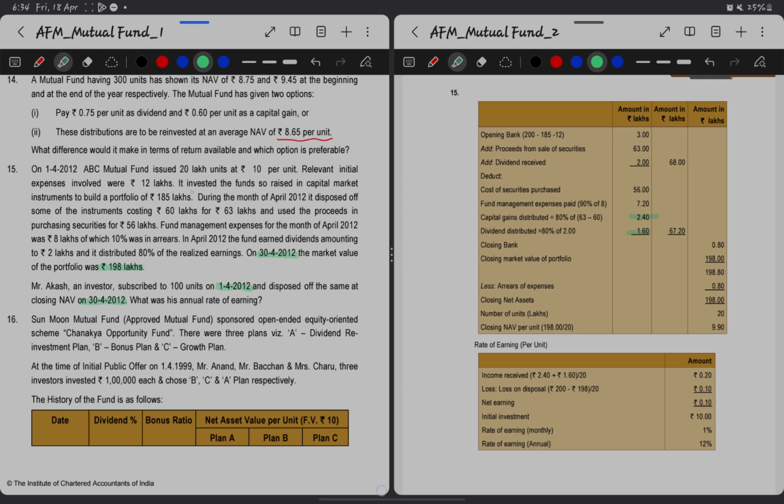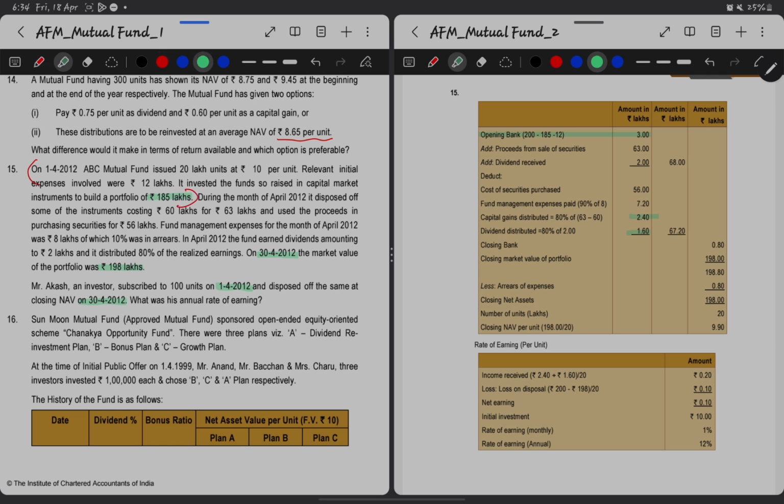Opening balance, as we have calculated, the initial issue was 20 lakhs into 10 per unit. So 200 lakhs was received. Out of that, expense involved was 12 lakhs. And then it invested the funds raised in capital market to build a portfolio of 185 lakhs. So 200 minus 12 minus 185 will give us the opening balance that is left over, 3 lakhs. Till here now we have solved.